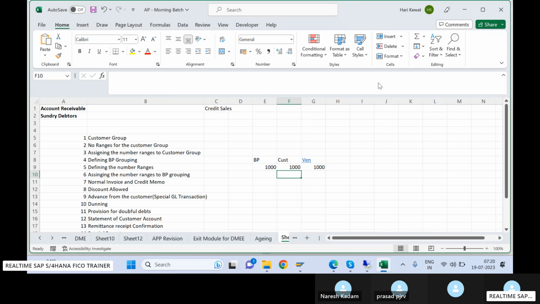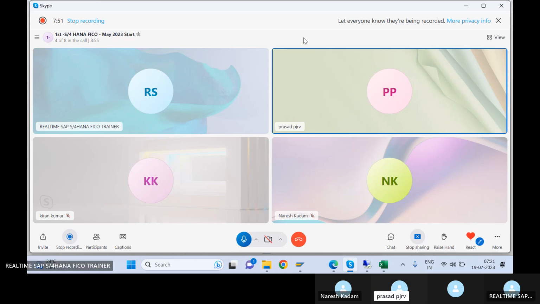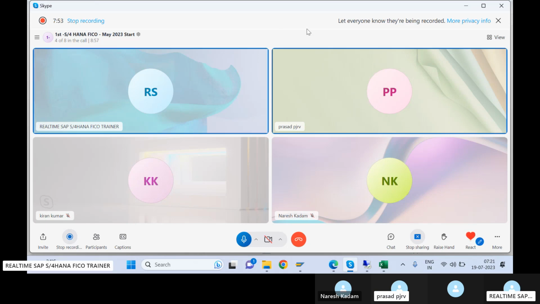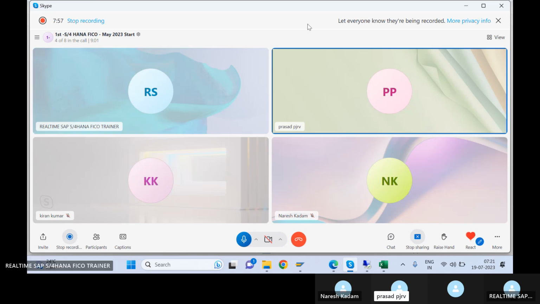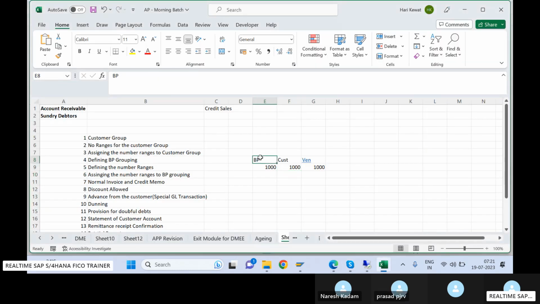You remember, Prasad? Because you were asking more questions during that time. You remember, yes? Yes, I remember. Hari, you remember the four scenarios which you were discussing, like when customer is not equal to vendor? Yes, I do. So that scenario you have to think about here, because whatever you decided during BP and vendor time, the customer time also you have to define the number ranges accordingly.